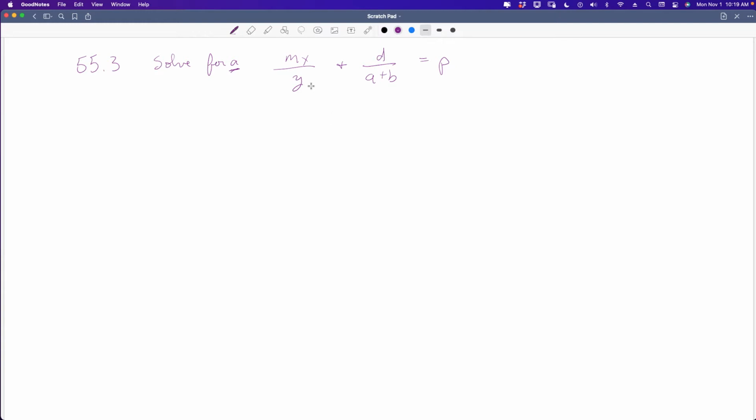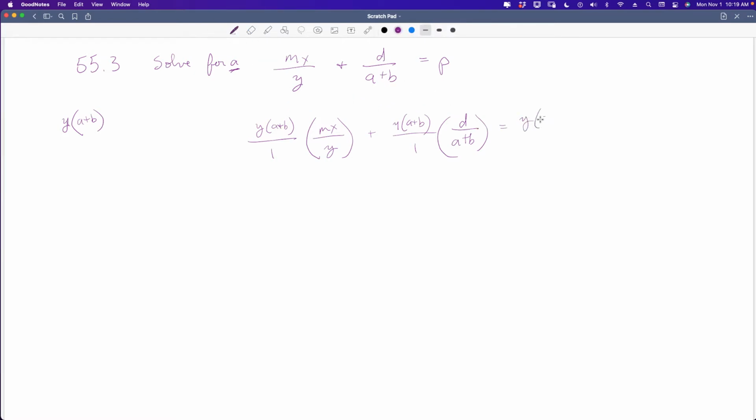So step one, we find our common denominator, which is going to be y times a plus b. That is our common denominator. So we're going to multiply everything by that. So y over a plus b over 1 times mx over y plus y times a plus b over 1 times d over a plus b equals p, let me do that again.